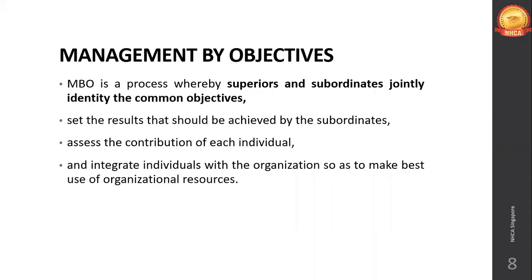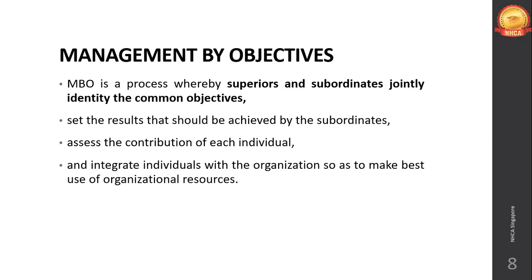Now, management by objectives, MBO. In the quality class, I took a chapter called Kaizen, so it's more or less very similar to management by objectives. MBO is a process where superiors and subordinates jointly identify the common objective. Here I have made this sentence bold: superiors and subordinates. They have to come together, identify the common objective and focus to work on that. We'll see now how it comes into play. Now, set the results that should be achieved by the subordinates.